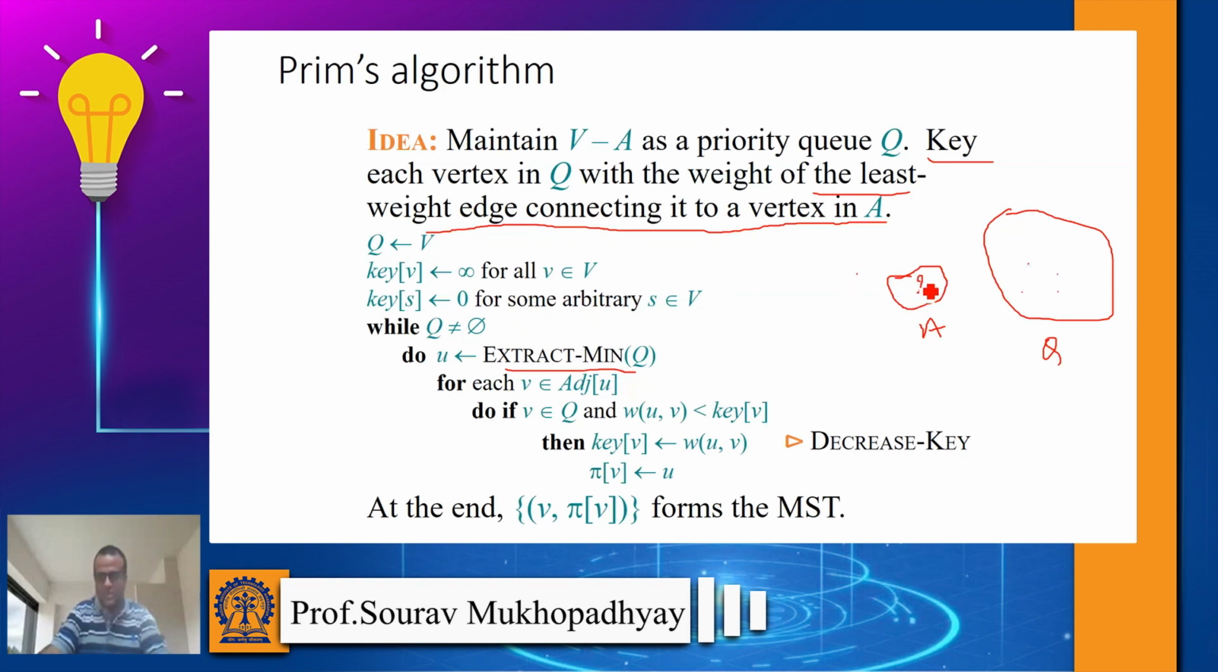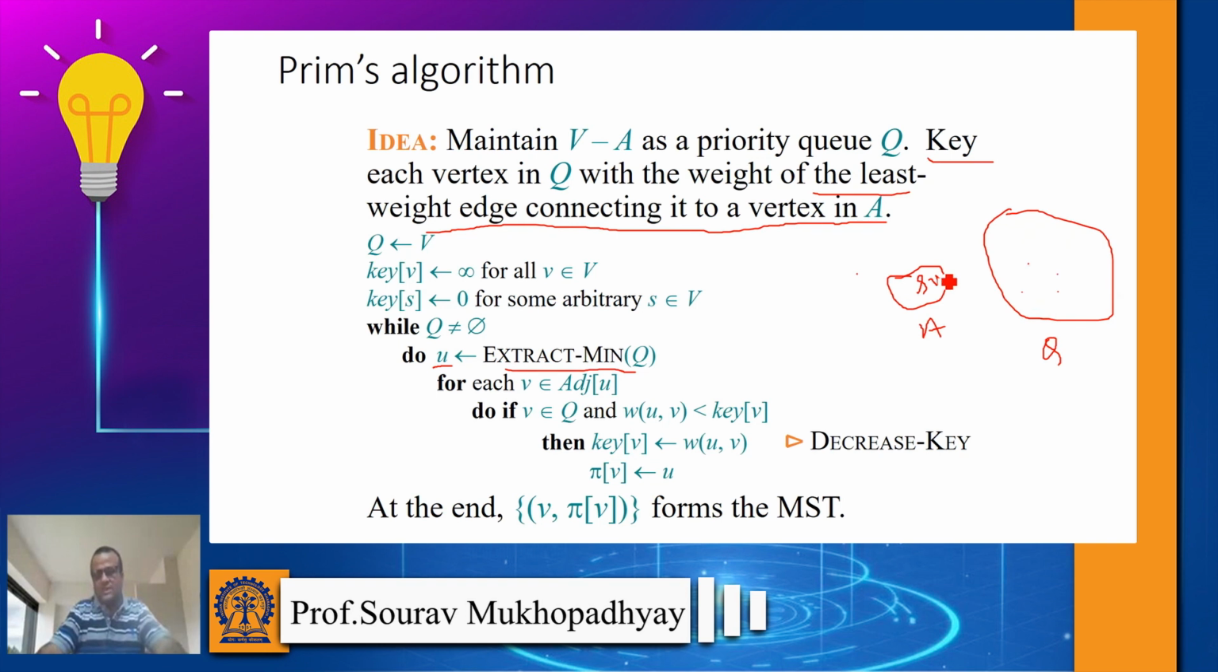So S will be extracted from this Q and S will be added. Extract means we delete from Q and we are adding in this set A. If you want, you can write another line that A is initialized by empty, and then A is added with this U. First U is our S, but after some time it will be a new U. But anyway, this is our U, which is extracted from Q.